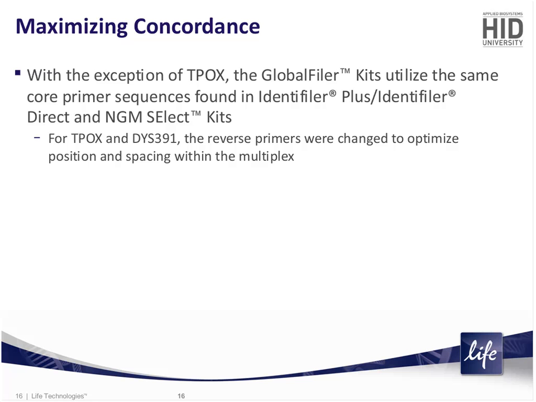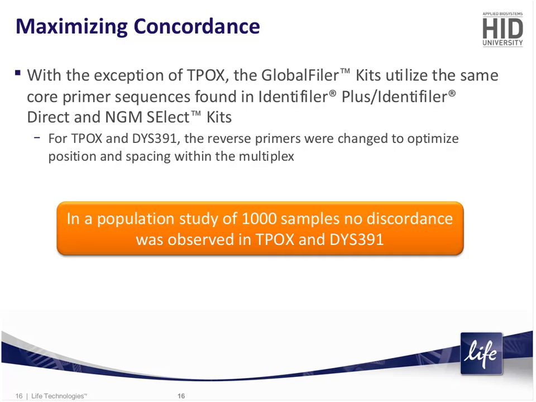So the only primer we've changed for both of those loci is the reverse primer. This is the unlabeled primer. It's the easier primer to change out. It won't cause any more issues with artifacts, etc., because it is the unlabeled primer, and it means we can relocate those loci safely and also maximize concordance as much as we can. Of course, it's always important to perform a concordance study to double-check the effects of any changes, and in an initial population study of 1,000 samples, no discordance was observed in TPOX and DYS391, even with these slight changes to the primers.